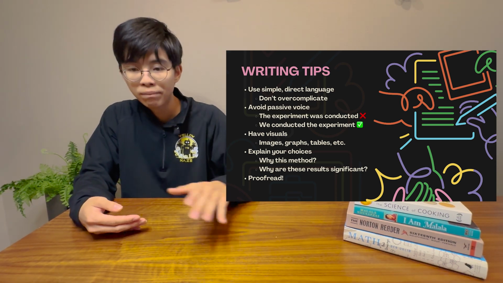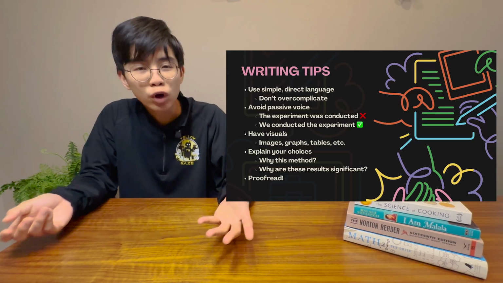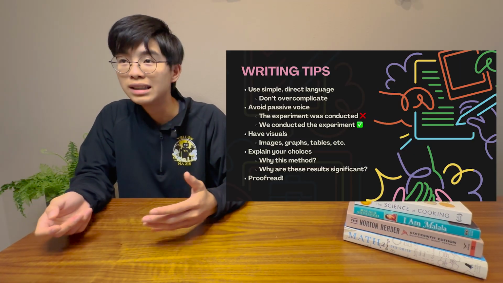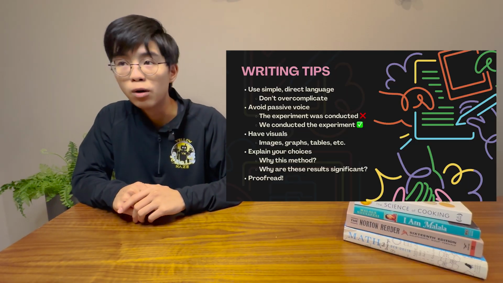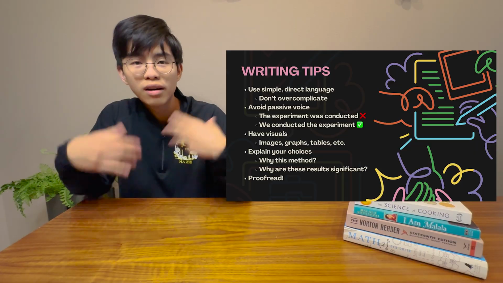Here's a reason why. And then proofread. This should come as an obvious sign. We don't want grammar mistakes in our research paper. This is technically a formal piece of writing. So, misspellings, incorrect comma usage, an apostrophe that's used wrong, fix those.